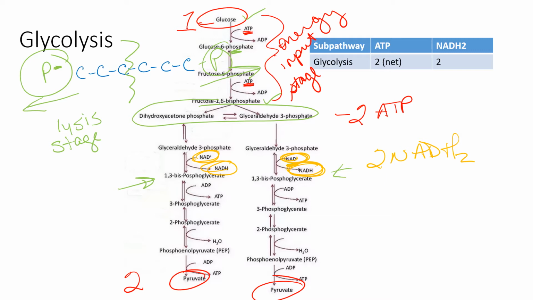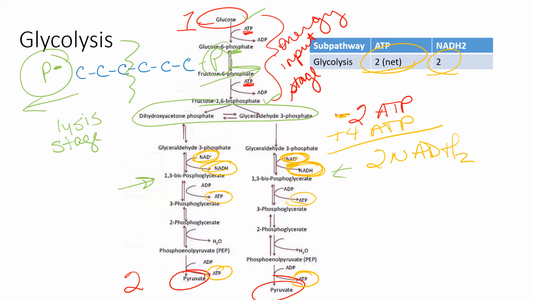As we continue the breakdown of our glucose, we make 2 ATPs. So we're up 2 ATPs, and we continue down through the conversion and the breakdown of glucose into pyruvate, and we make 2 more ATPs. So we've made a total of 4 ATP, but because we used 2, this is a minus sign here, our net gain of ATP is only 2, and we've also made 2 NADH2s.